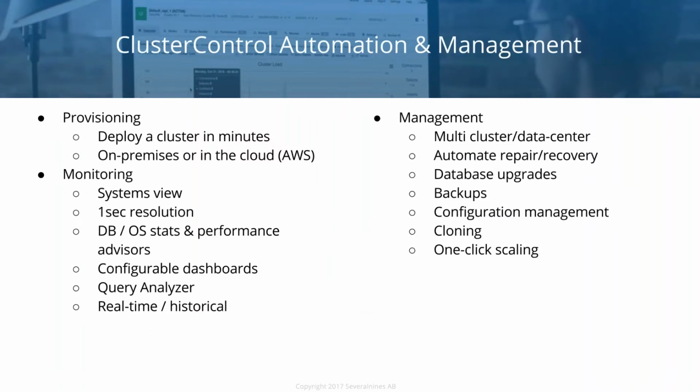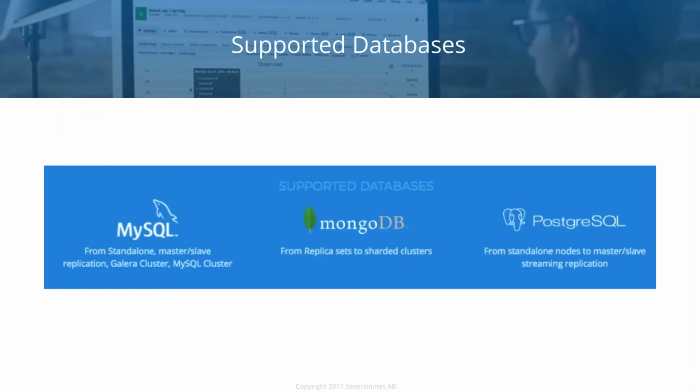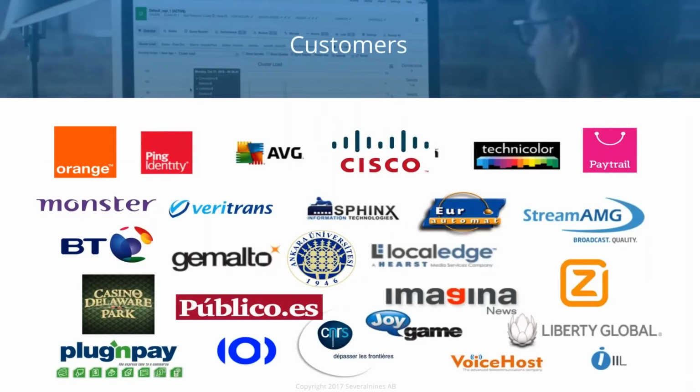These are the key areas that we focus on with Cluster Control around provisioning, monitoring, and management. Some of the key features that the system provides. We've got over 12,000 users today who use Cluster Control to manage and automate MySQL, MongoDB, and Postgres. So these are the data stores that we support in the different versions and flavors. And these are some of the users that work with us across the globe. This is just to give you a quick overview of who we are and what we do. And hopefully you're already Cluster Control users, and if not, you might want to check it out after this webinar and see what you think of it.